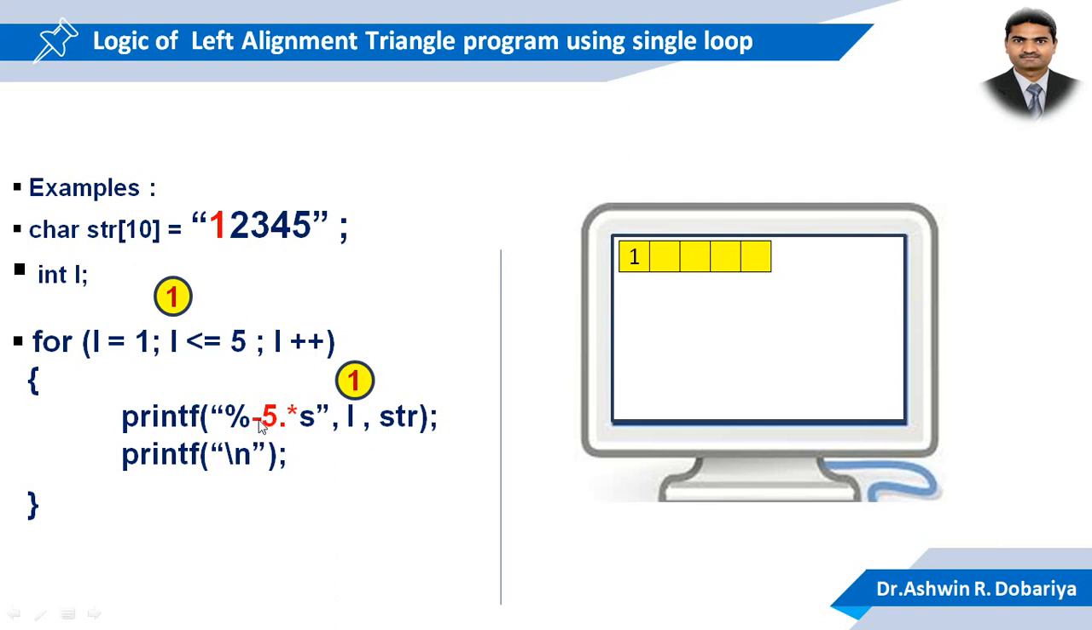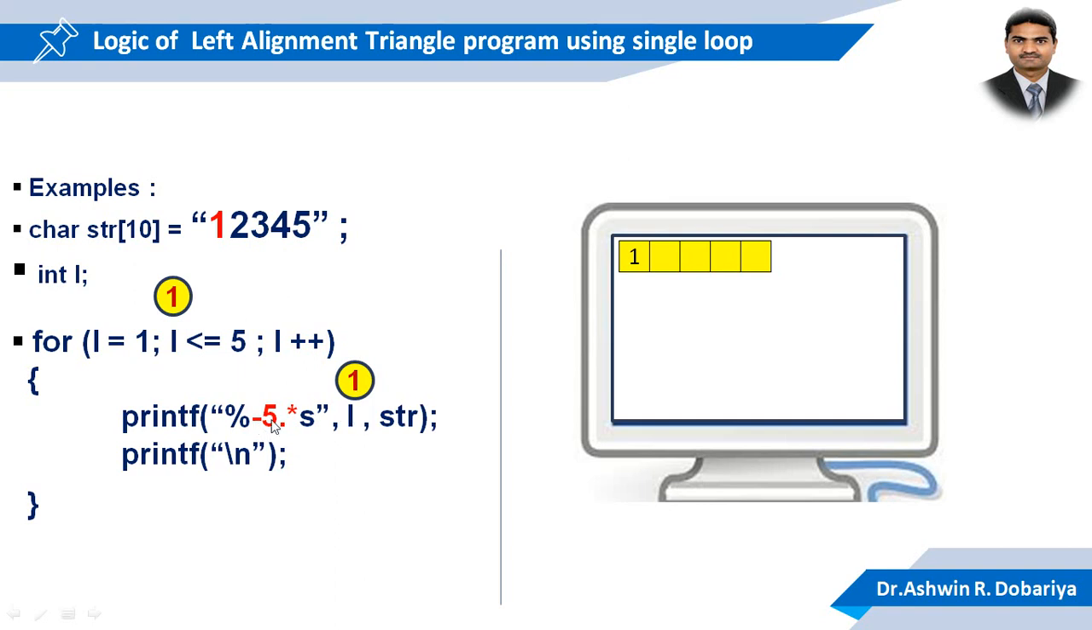Suppose if we remove the minus, then this one will be displayed right aligned. That is the difference. Then the first width indicates the total width that we want to display, and .* means the star value we will take from i, because in the first line we want only one character, in the second line we want two characters. So in place of the star it will consider the value of variable i, and in place of %s it will consider the value of str. So the first time we know that i is equal to 1, and what does it mean?